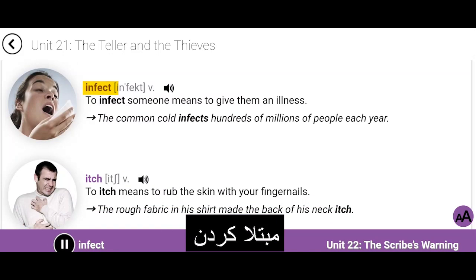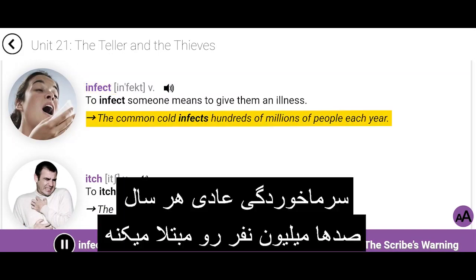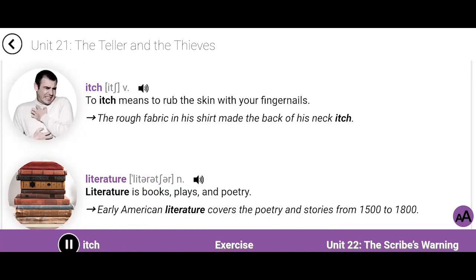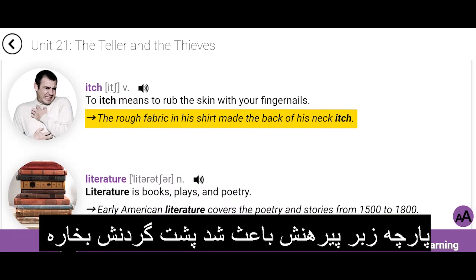Infect. To infect someone means to give them an illness. The common cold infects hundreds of millions of people each year. Itch. To itch means to rub the skin with your fingernails. The rough fabric in his shirt made the back of his neck itch.